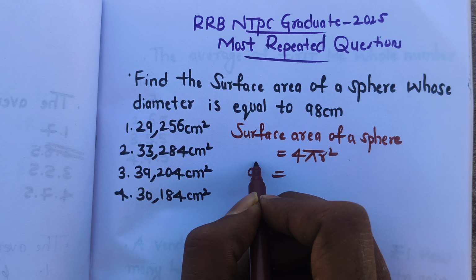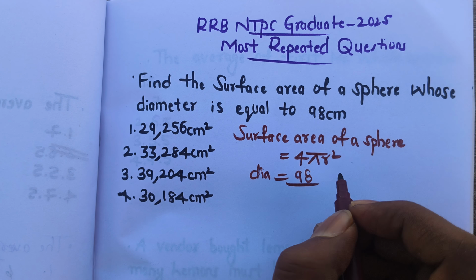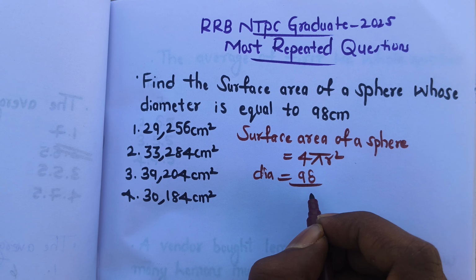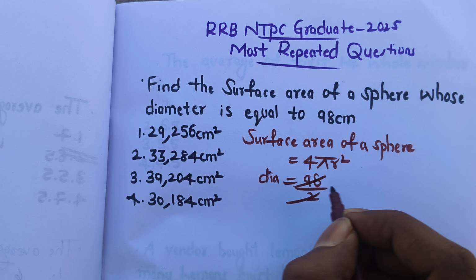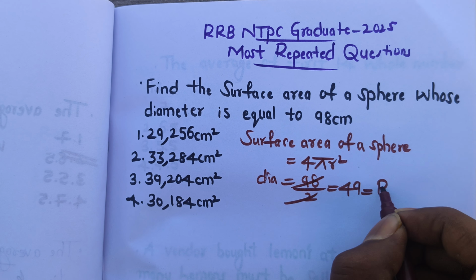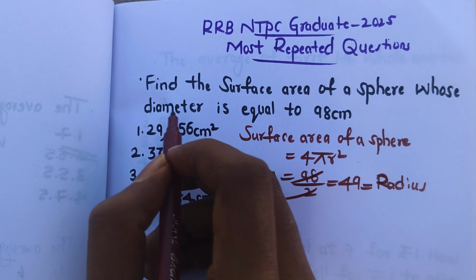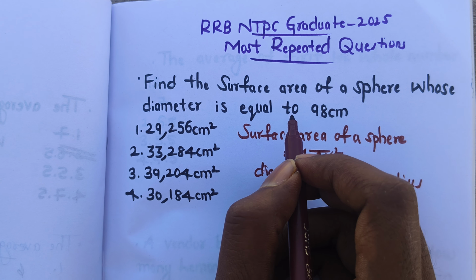Here the diameter is given as 98. We want to find the radius by dividing by 2. 49 is equal to the radius. Here we find the surface area of the sphere.